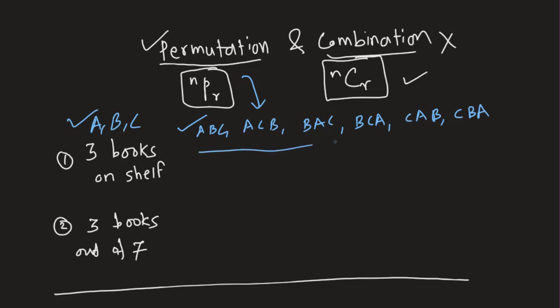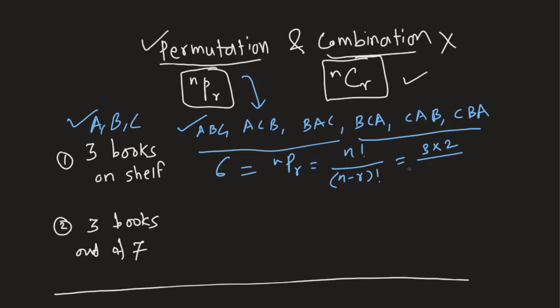You can see here there are 6 ways in which you can arrange these books. To calculate this, you can use the nPr formula, which says n factorial divided by n minus r factorial. In this case, we have to arrange three books, so n is 3. So 3 factorial is 3 into 2 into 1, divided by n minus r factorial. Here r is also 3 because we have to select 3 books out of 3 books. So n is 3, r is 3, so it will be 0 factorial. That means the answer is 6.